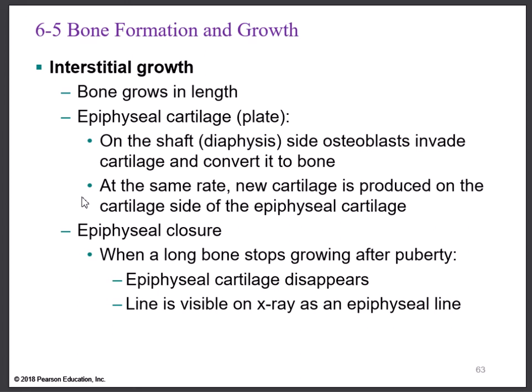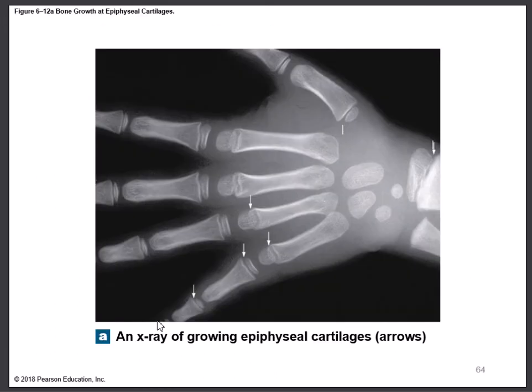Finally, once we stop growing, once we get through puberty, the process is known as epiphyseal closure. At that point, the epiphyseal cartilage will get narrower and narrower and turn into an epiphyseal line. Like I mentioned, we can see this line on X-ray. So let's take a look at an X-ray real quick.